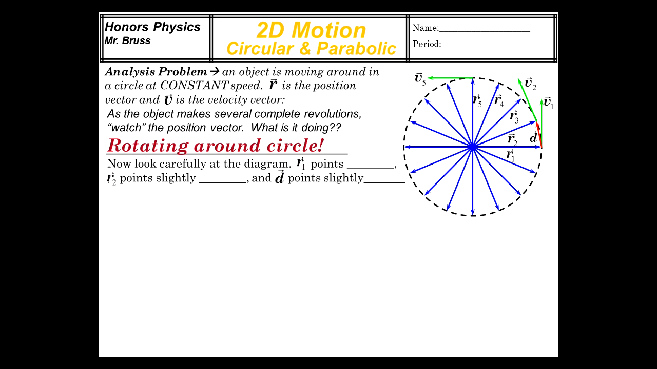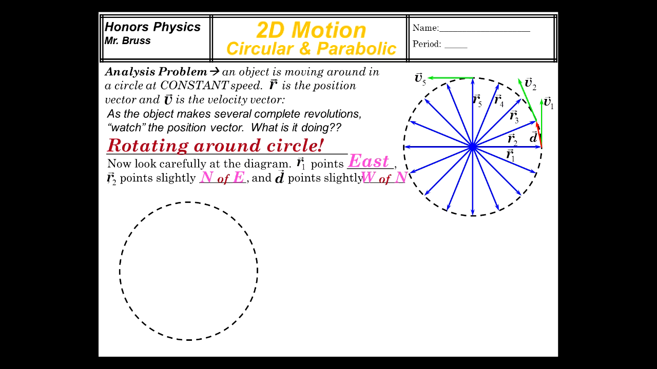Where does R1 point? R1 is this line here. Standard north, south, east, west, it points east. What about R2? Here's R2. It's pointing mostly east, but slightly north of east. What about the displacement? Displacement isn't straight up like this, is it? It's off at a slight angle. What would we call that? Perhaps west of north? West of north.